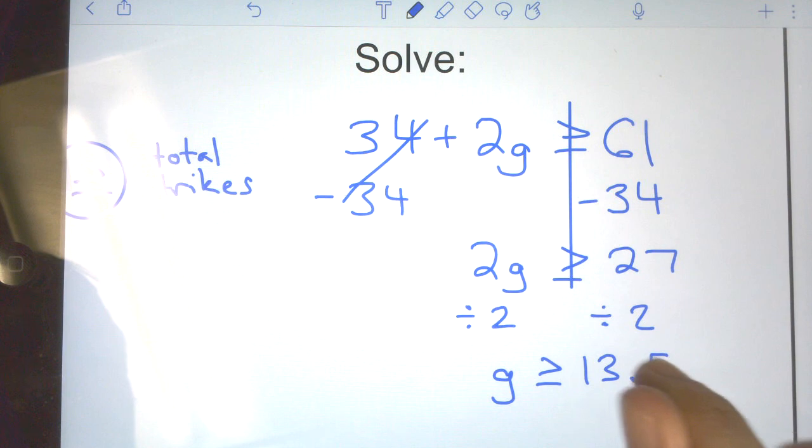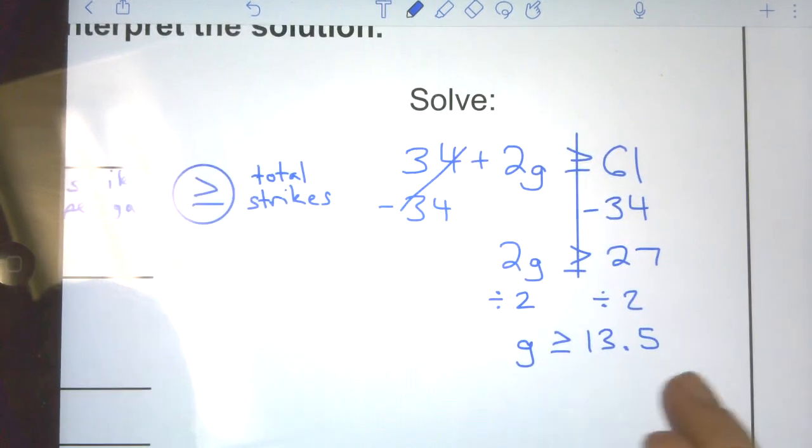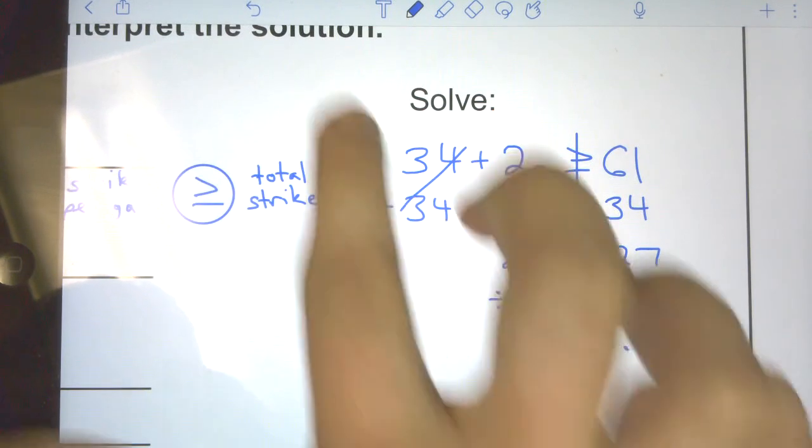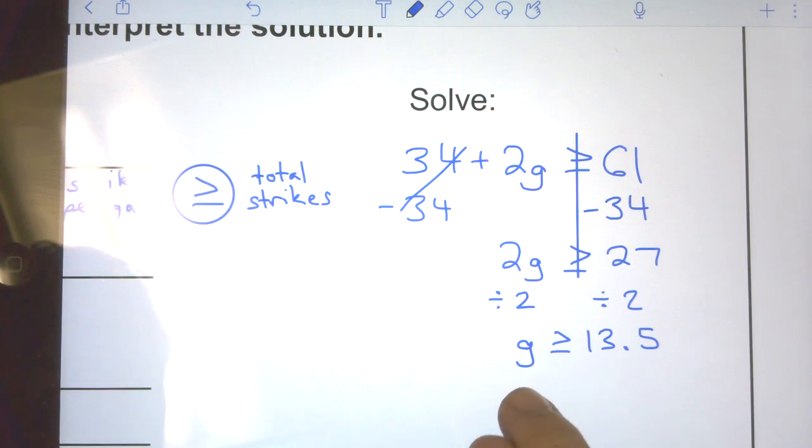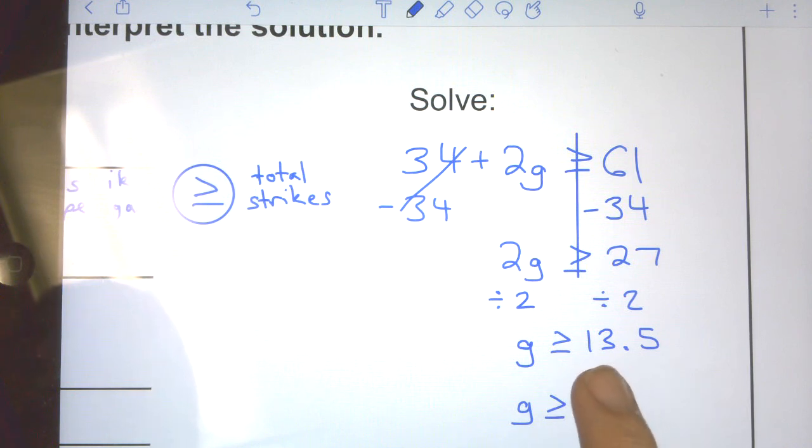13.5. We discussed in class that since you can't have 13 and a half games, or at least I don't think you can, we're not pretending that you can in this, you need to round up, not just because of the 0.5 tells you to round up, but if we were to round down to 13 games, that's less than 13.5, which means he would not hit his 61 strike limit. So we're going to round up to 14.